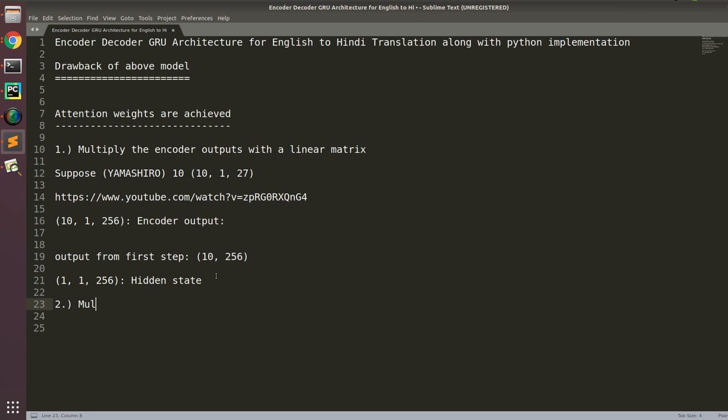Multiply another linear matrix with the final hidden state of the encoder. The final hidden state of the encoder, we have seen, is 1 comma 1 comma 256. When we multiply it with the hidden state and reshape it, the output from the second step will also be the same. It will also be 10 comma 256.